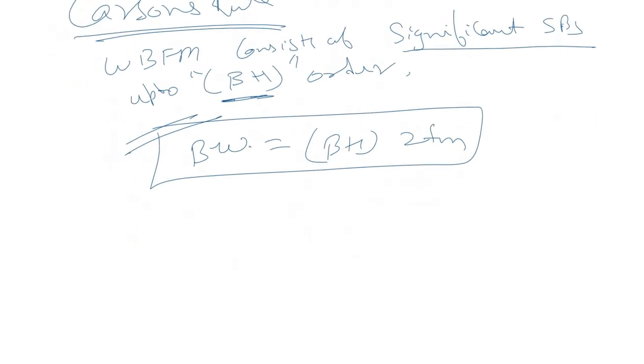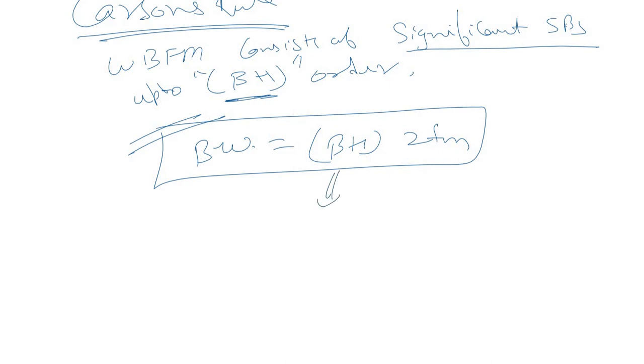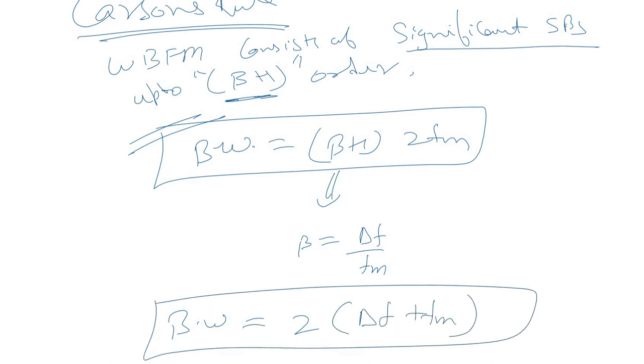We can alternatively represent this expression. What is beta? Beta is your modulation index, that is the ratio of frequency deviation by FM, the message signal frequency. If we substitute beta in this expression and simplify, we can also say that the bandwidth is equal to twice of delta F plus FM. This is the alternate representation of the practical bandwidth of this wideband FM type of a signal.